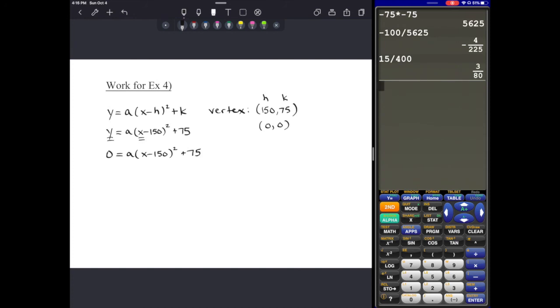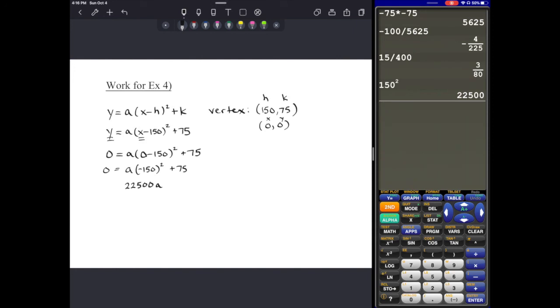Oops, I'm sorry, we don't have the x in there anymore, right? What do we actually have in there now? A 0, right? Because this is x and this is y. So we have a times negative 150 squared, plus 75. 150 squared is going to be 22,500. So we have 22,500a plus 75 is equal to 0. Let's subtract the 75 from each side, and then we're going to end up dividing by 22,500.